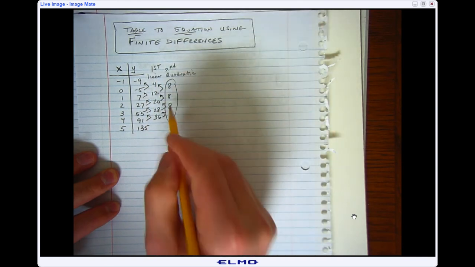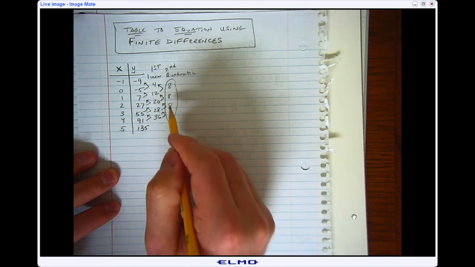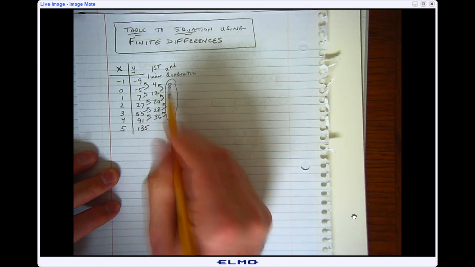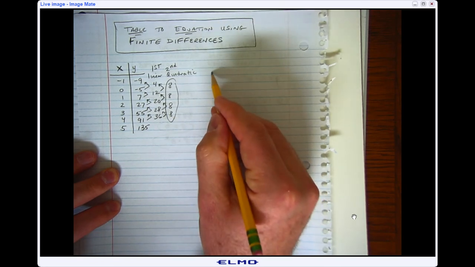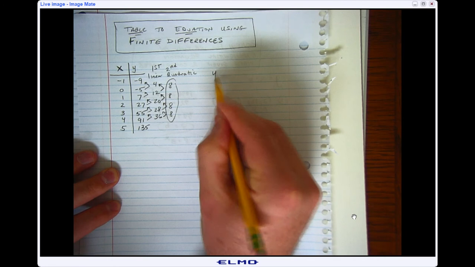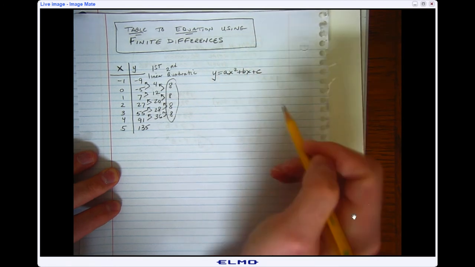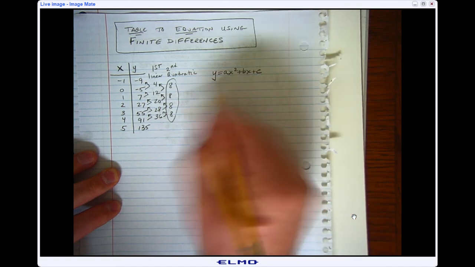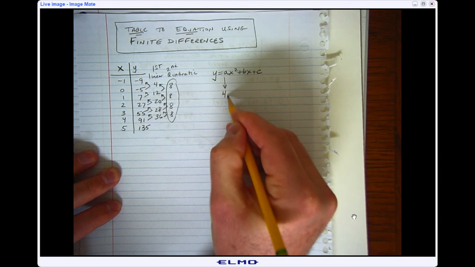And what's special about writing the equation using finite differences is once you have the second difference, you just take half of that second difference, and that's going to be your a value. So remember, the standard notation for quadratic is y equals ax squared plus bx plus c. So right now, if I take half of 8, which is 4, I know my a value is 4.